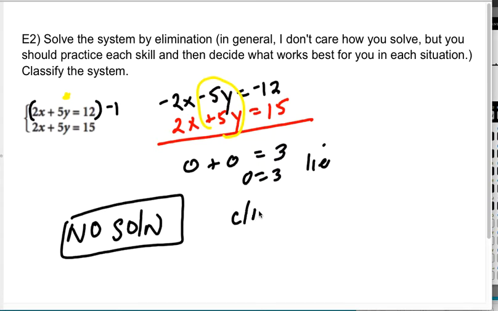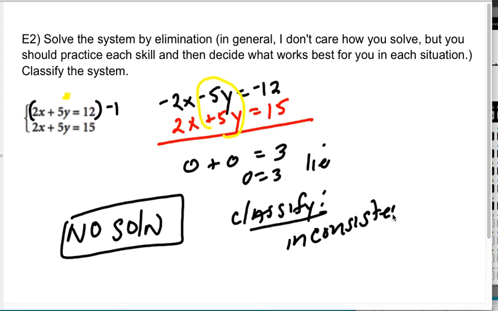And if I'm asked to classify this, this would be inconsistent, right? Because the word consistent means has a solution. This one does not have a solution, so it would be inconsistent. So that's one of those special cases. All right, let's try P2.